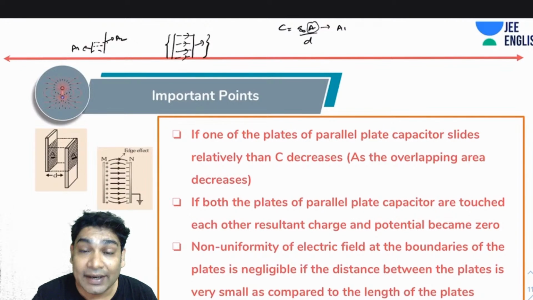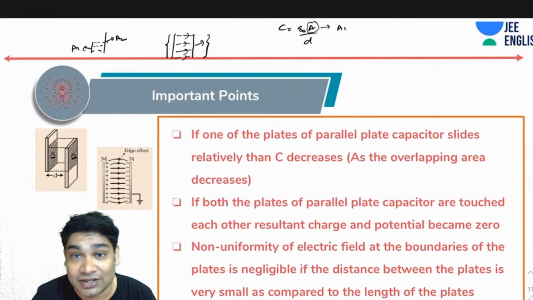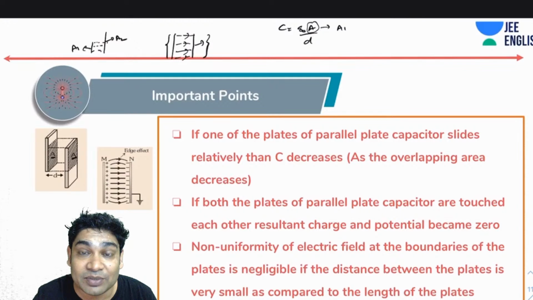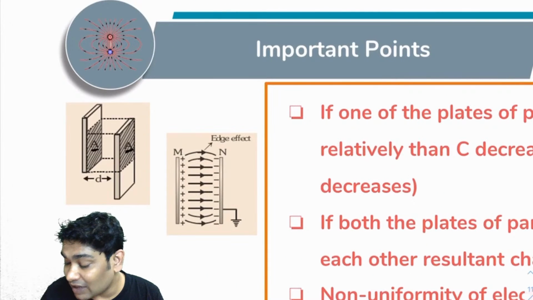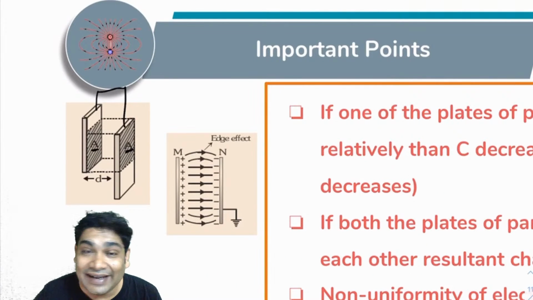All right. Next, if both the plates of a parallel plate capacitor are touched, then what happens? Then the resultant charge will obviously become zero and the potential difference between them will disappear. All right, so make sure that if both the plates are connected with a wire, then everything disappears.